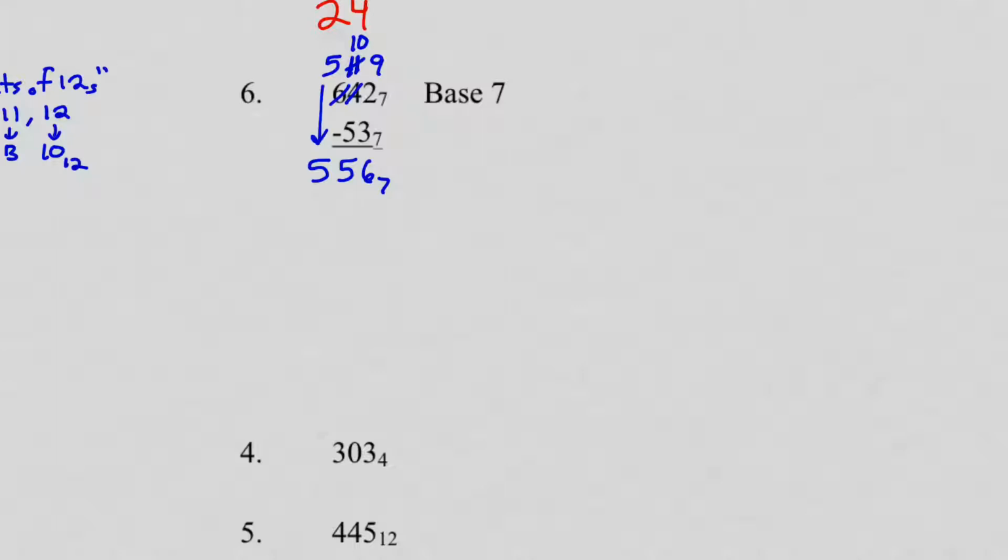So we add the 7 to the 2 to get 9. 9 minus 3 is 6. Let me point at these things. So 9 minus 3, 6. Well, we borrowed one from the 11, making it 10. 10 minus 5 is 5. And then the 5 is going to come straight down. And there's our answer.